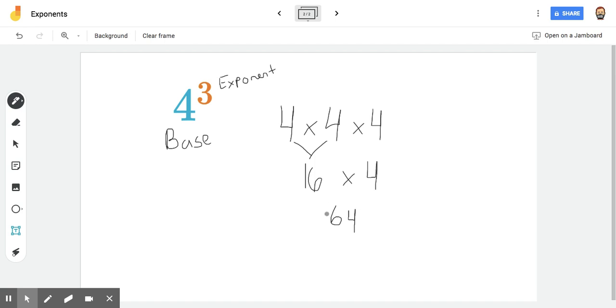Okay, so I'm going to write that all out again. So 4 to the third power is the same as 4 times 4 times 4, which is the same as 64.